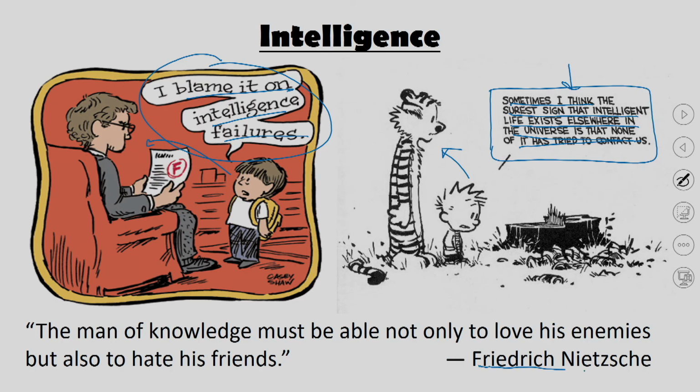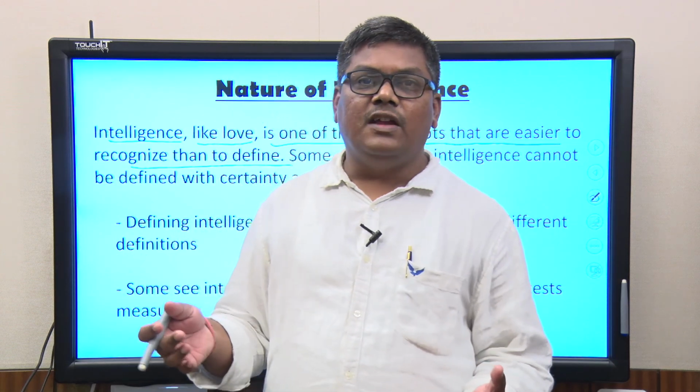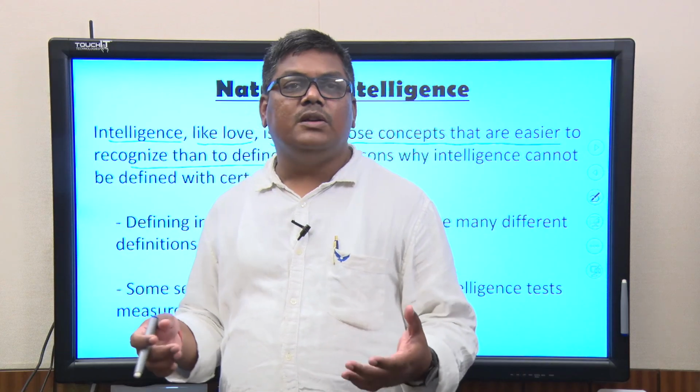And then I have a quote from Friedrich Nietzsche, who says that the man of knowledge must be able not only to love his enemies but also to hate his friends, and that's the definition of intelligence. So let's quickly look at what intelligence is all about. Now, it is said that intelligence, like love, is one of those concepts that are easier to recognize than to define. Just like love is a feeling that you can feel, that you are aware of, and that you can express, but that you can never be sure of.